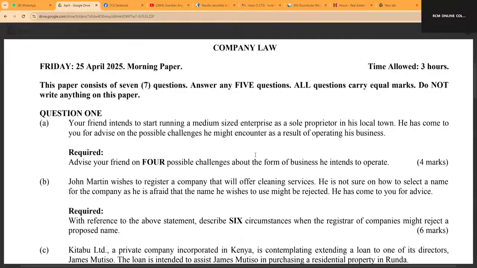So, of course, I told you they can ask you disadvantages, they can ask you advantages, they can ask you differences between a sole proprietor and a company. So for this one, they're asking what? Disadvantages. So from those features we mentioned, you can get a disadvantage. For example, what could be the disadvantages or challenges?